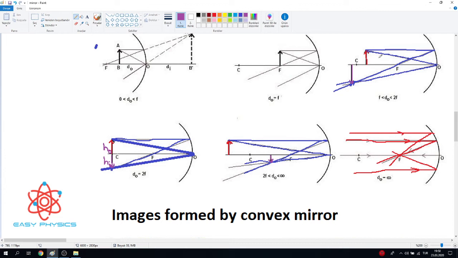Okay, let's move our object to the focal point. When our object is at the focal point, I'm going to use ray diagrams to locate the image. Let's use two rays, and one of them is parallel to the principal axis, will reflect from the focal point. Another one to the pole of the mirror will reflect with the same angle. As you see, the two reflected rays are parallel to each other. They are not going to cross each other, so we say that the image is at the infinity.